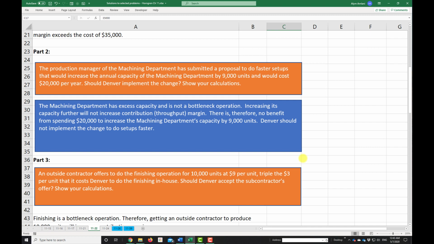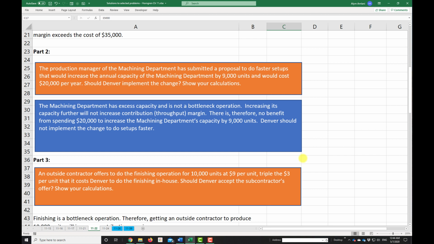Part 2. The production manager of the machining department has submitted a proposal to do faster setups that would increase the annual capacity of the machining department by 9,000 units and would cost $20,000 per year. Should Denver implement the changes, show your calculations. Now, I'm not even going to do a calculation here. I want you to just think about this for a second.